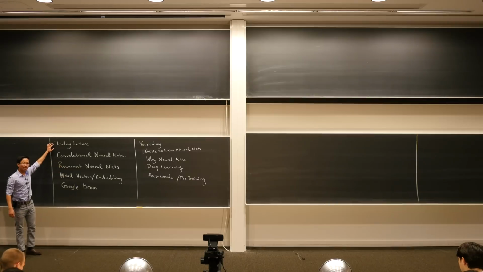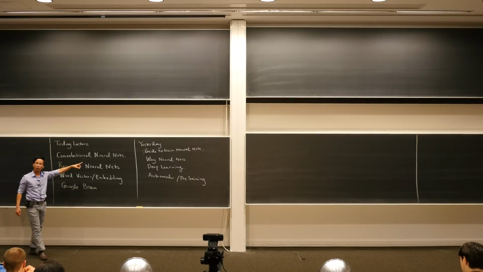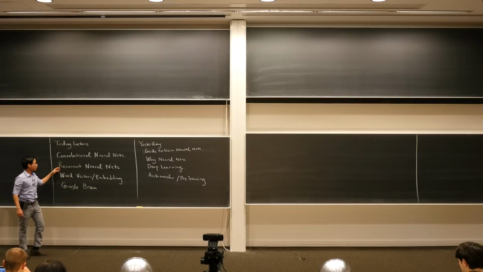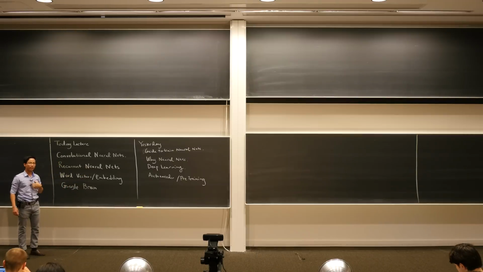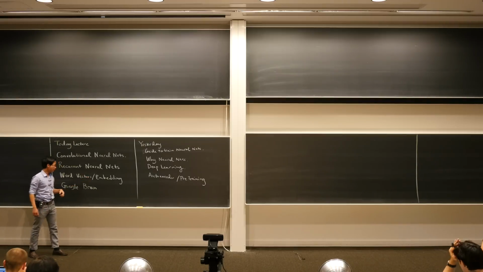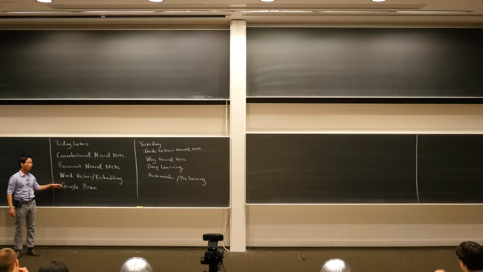The topics of today's lecture are the following. First, I'm going to talk about convolutional neural networks. Then I will talk about recurrent neural networks. These are some of the very popular types of neural networks for particular applications. Then I will talk about word vectors or word embeddings. And then in the second part of the lecture, I will talk about ongoing work at the Google Brain project.